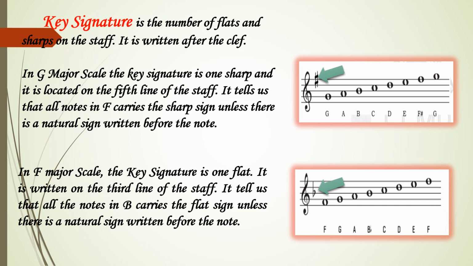It is written on the 3rd line of the staff. It tells us that all the notes in B carry the flat sign unless there is a natural sign written before the note.